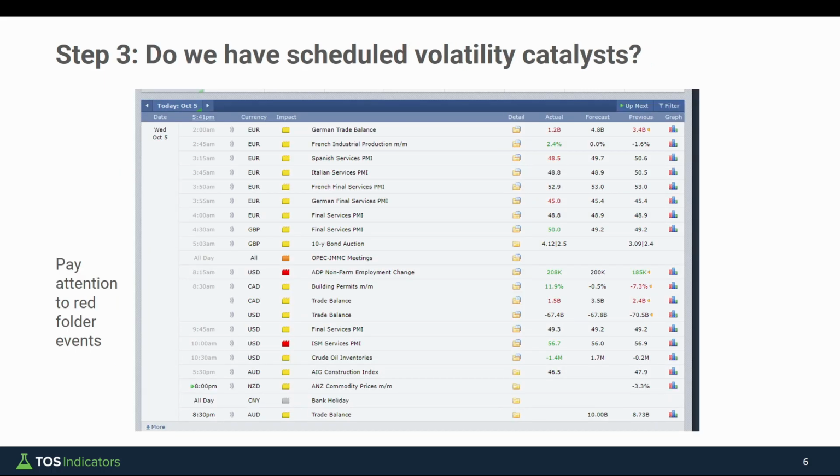Now we move on to step 3, which is understanding the catalysts for the day that are scheduled. We pay attention to the red folder events, and there were 2 today inside of the broader markets here. One was non-farm, which was before the market opened, but the second one was in play after the market opened, 7 a.m. Pacific, and that was ISM numbers. So now we have a scheduled volatility catalyst event as well that can move markets.